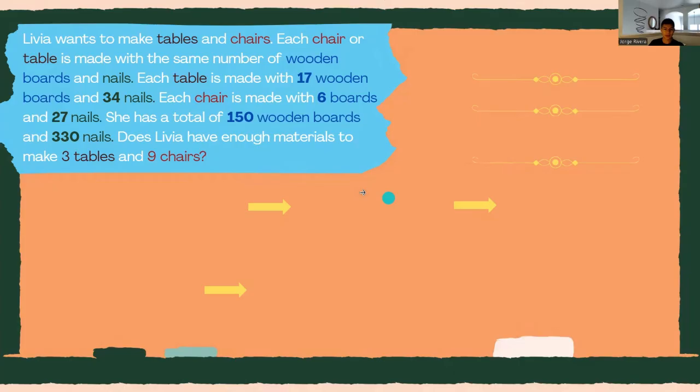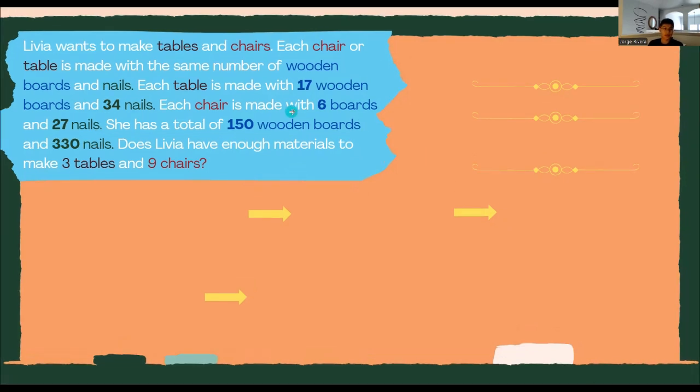Okay, so this is a big one. All right. So Livia wants to make tables and chairs, right? So each chair or table is made with the same kind of wooden boards and nails. Each table is made with 17 boards and 34 nails. Each chair is made with 16 boards and 29 nails. So she has a total of 150 wooden boards and 330 nails.